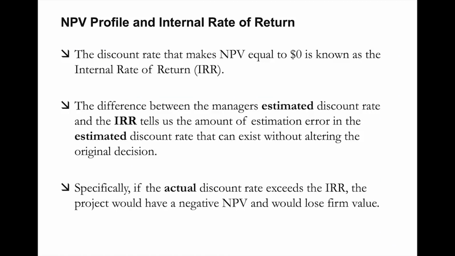The discount rate that makes NPV equal to $0 is known as the internal rate of return. The difference between the manager's estimated discount rate and the internal rate of return tells us the amount of estimation error in the estimated discount rate that can exist without altering the original decision. Specifically, if the actual discount rate exceeds the internal rate of return, the project would have a negative NPV and the firm would lose value.